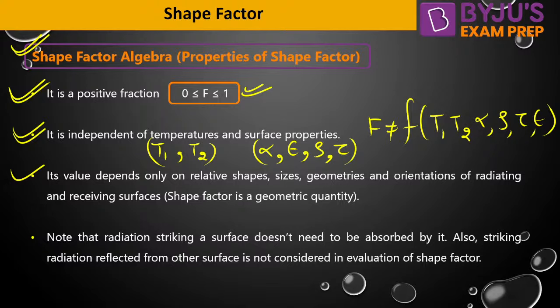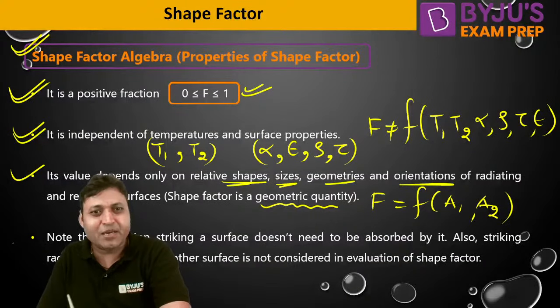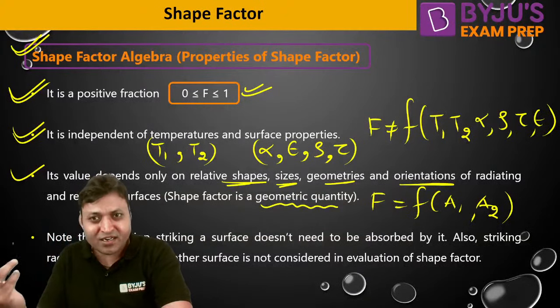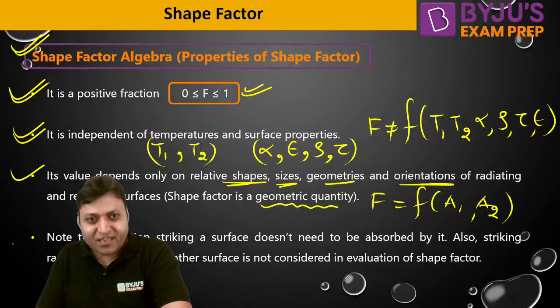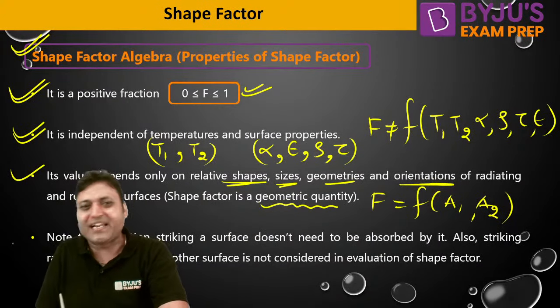If it does not depend on the temperature and the surface properties, then what does the value depend on? The relative shape, size, geometry, and orientation of the radiating and receiving surfaces. That is why the shape factor is a geometric quantity. The shape factor depends on areas A1 and A2, and on the orientation of those surfaces. That is why the shape factor is called a geometric quantity.